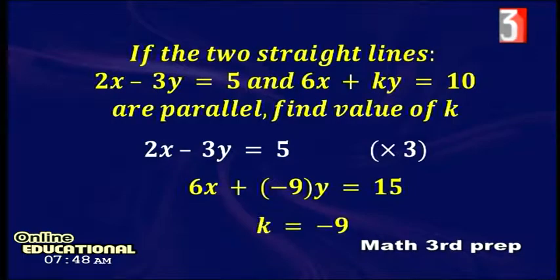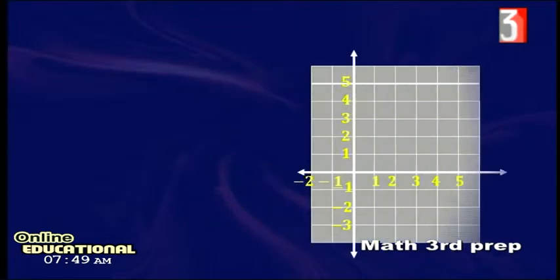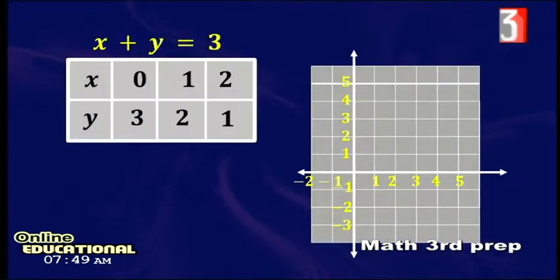Find the solution set of the two equations x plus y equals 3 and 2y plus 2x equals 6 graphically. The first equation is x plus y equals 3. We are going to plot the graph. So the table will be: when x equals 0, y equals 3. When x equals 1, y equals 2. And when x equals 2, y is going to be 1.